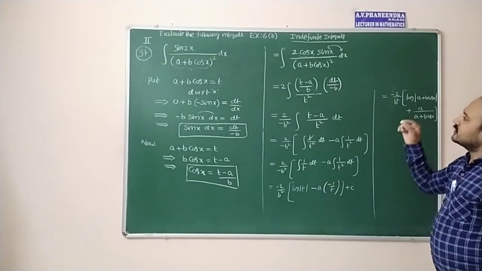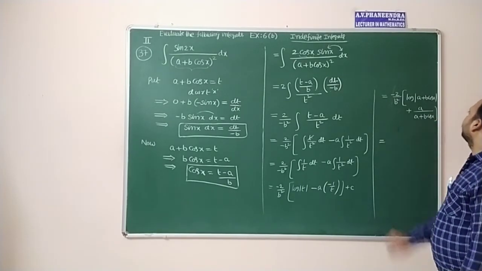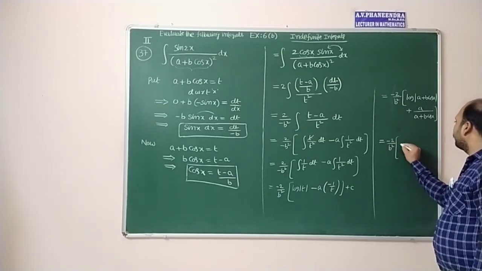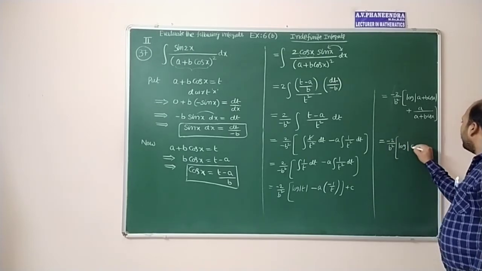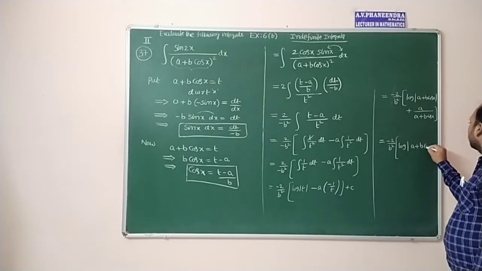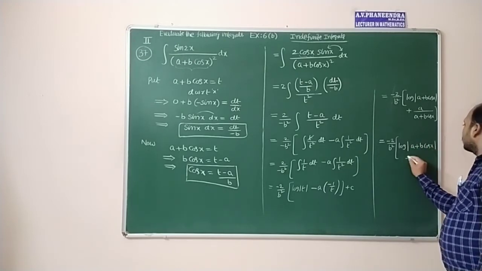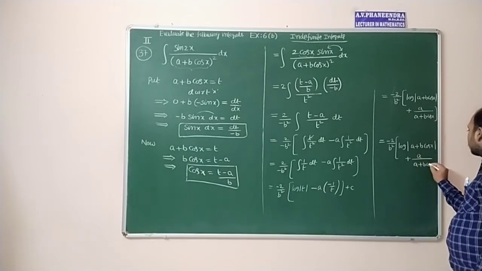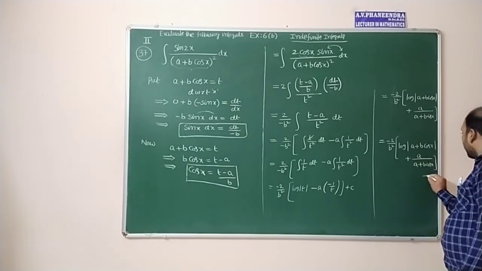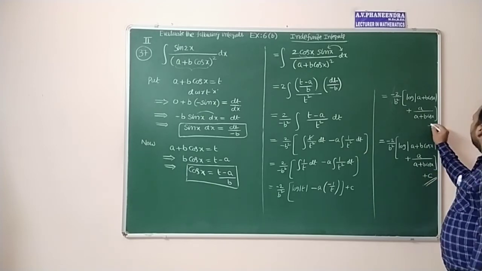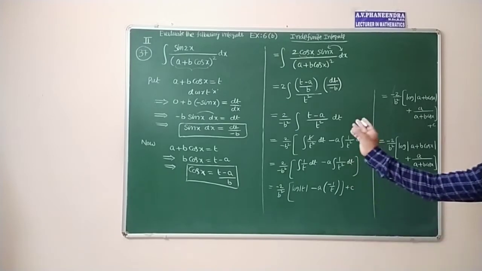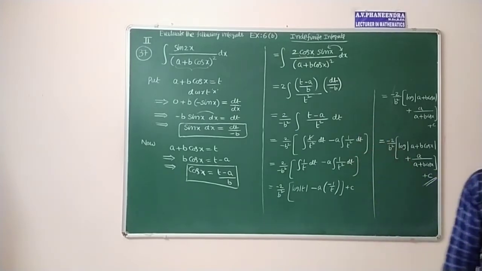Therefore, we can write the final answer as minus 2 by b square into log of a plus b cos x plus a by a plus b cos x plus c. Even here also I forgot to write. Like this you have to get the answer, step by step, clearly you have to do that.